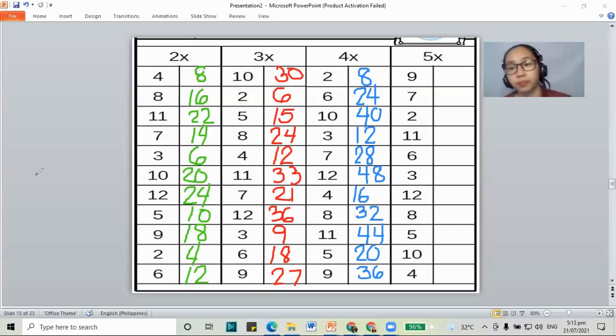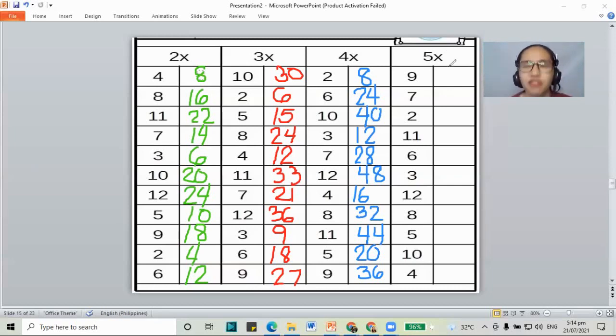Let's do skip counting for 4. You get 4, 8, 12, 16, 20, 24, 28, 32, 36, 40, 44, 48. So that's how you make your multiplication for 4.